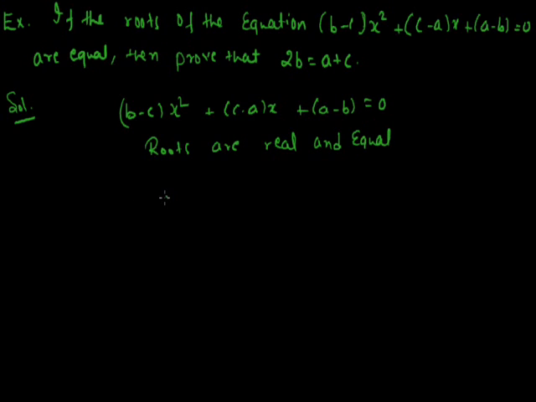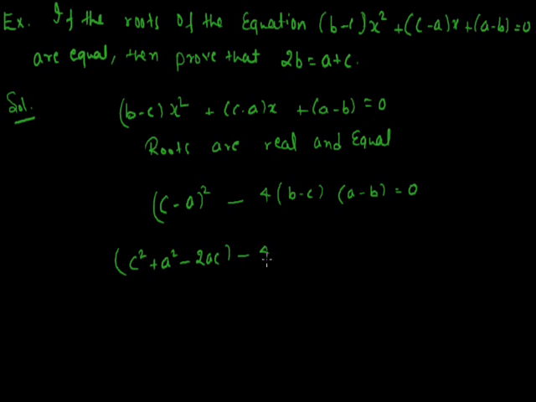So (c minus a) whole square minus 4 times (b minus c) multiplied by (a minus b) will be equal to 0. Now (c minus a) whole square is c square plus a square minus twice ac, minus 4 times the product of (b minus c) and (a minus b), so it will become ba minus b square minus ca plus bc. This will be equal to 0.